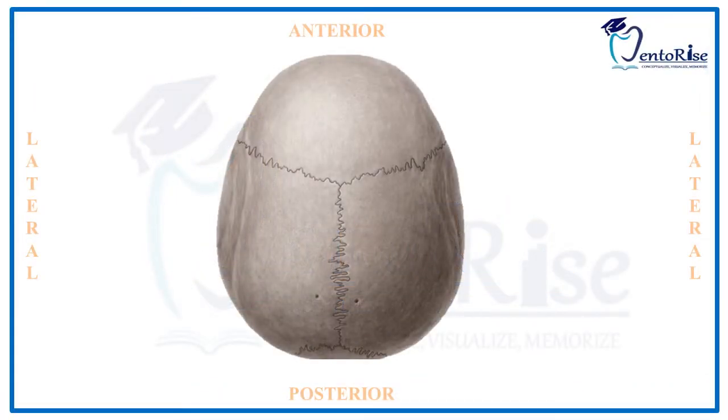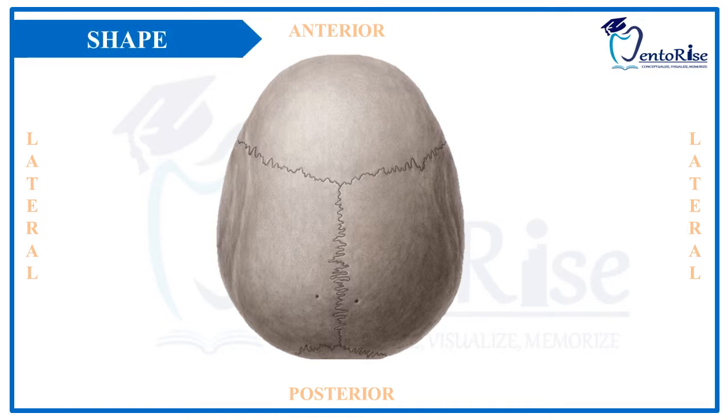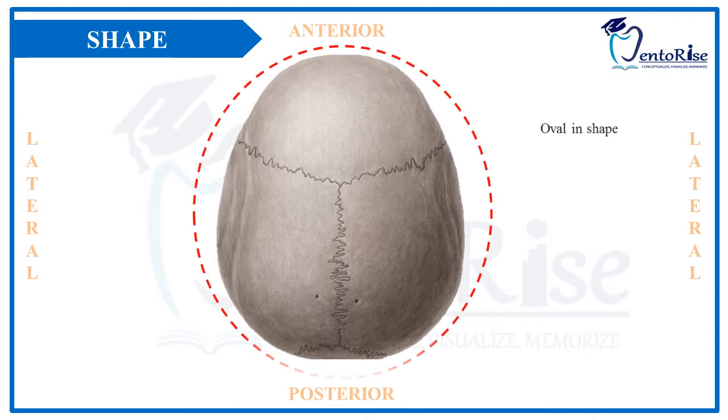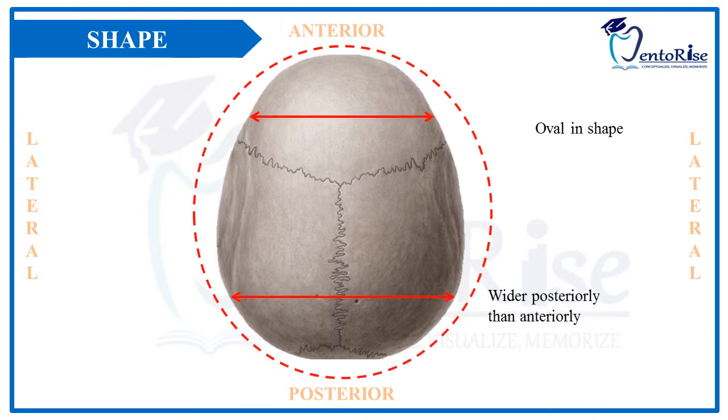The first heading under norma verticalis would be the shape of the skull from this aspect. When viewed from above, the skull is usually oval in shape. It is wider posteriorly than anteriorly. Please observe the figure very carefully. The shape may be more nearly circular.